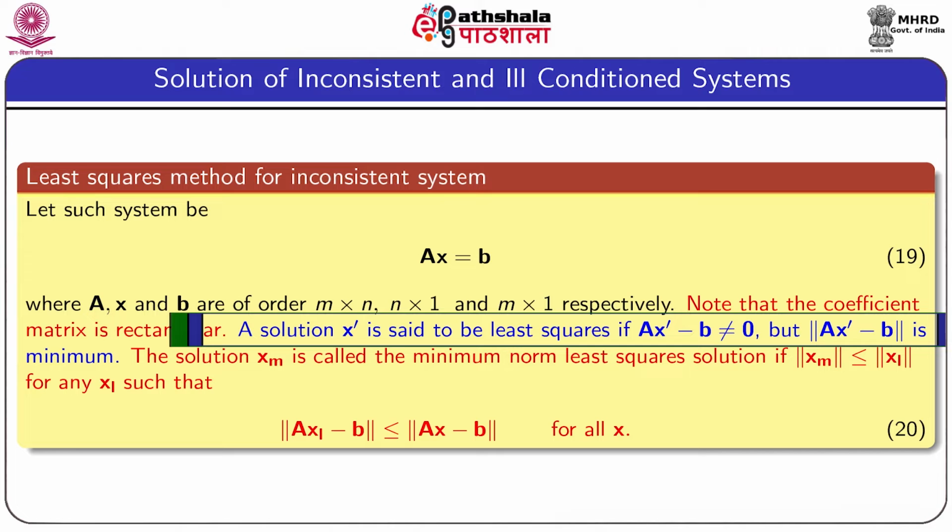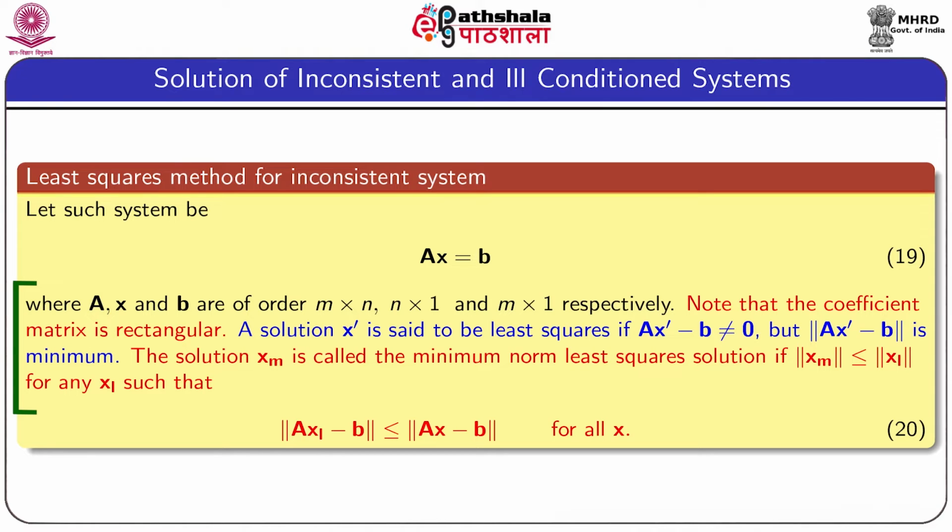Now, a solution x dash is said to be least squares if Ax dash minus b is not equal to the null vector, but the norm of this vector is minimum. The solution xm is called the minimum norm least squares solution if the norm of the vector xm is less than or equal to the norm of any vector x1 such that the norm of x1 minus b is less than or equal to the norm of Ax minus b, and this condition is true for all x.